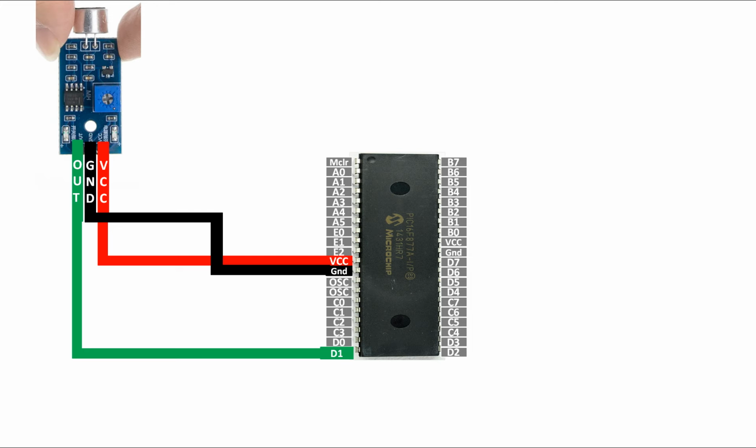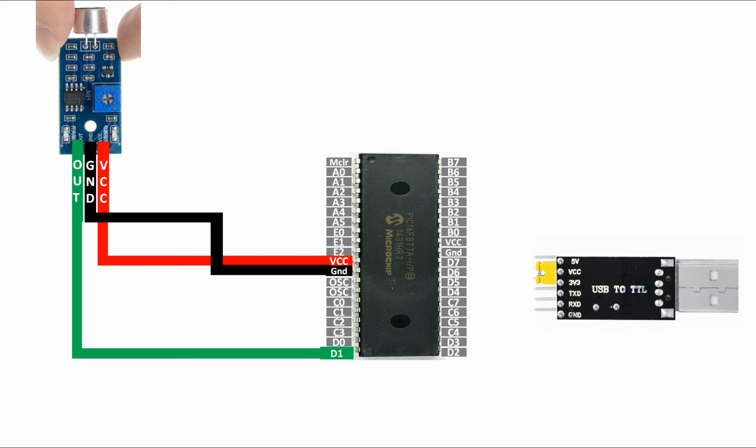Now let's connect the USB to TTL device to send the data to the computer in serial form, just like a serial monitor in case of Arduino. So we will be using this CH340 USB to TTL device. You can use any other USB to TTL device as well, like FT232, CP2102, or any other, but you have to install the driver of that device, whichever you use. Now guys, this is a CH340. Let's connect it with the PIC.